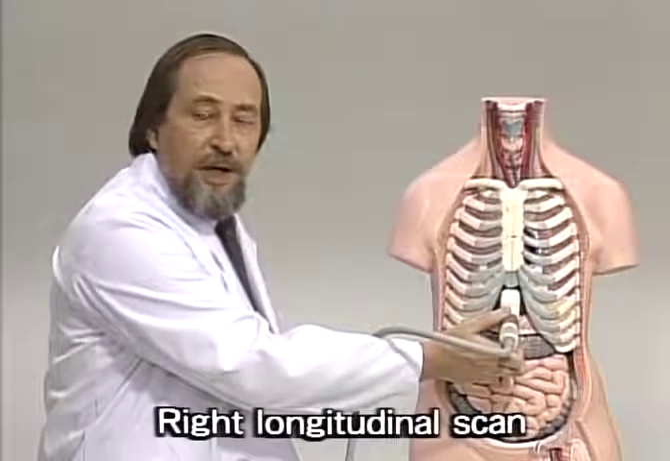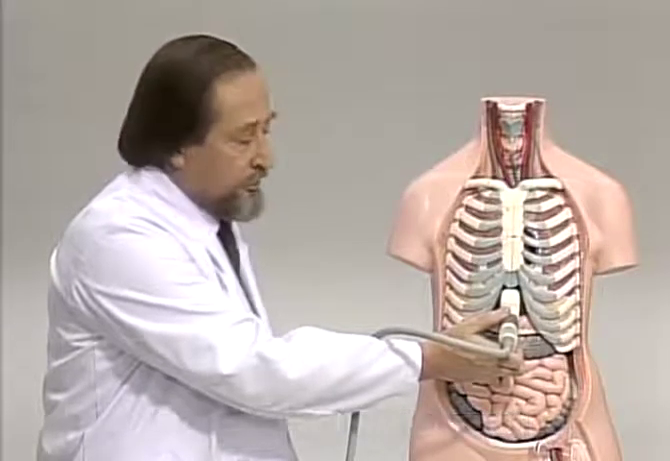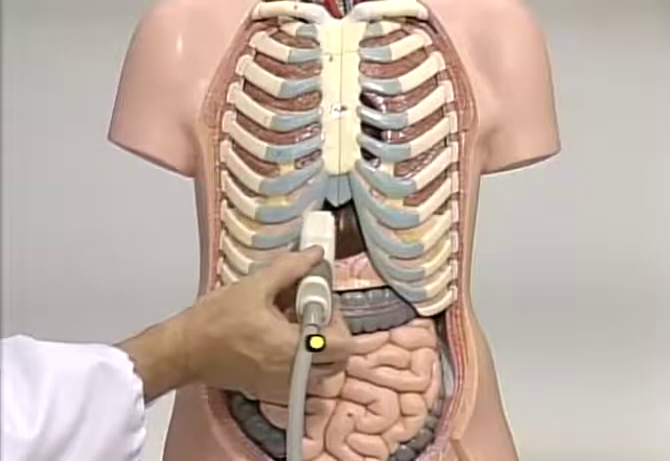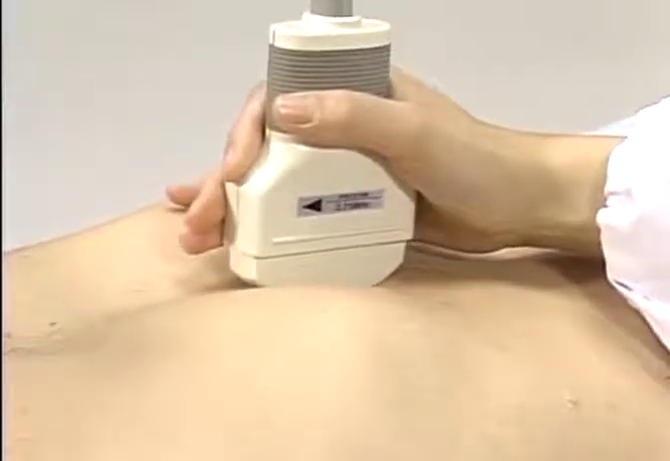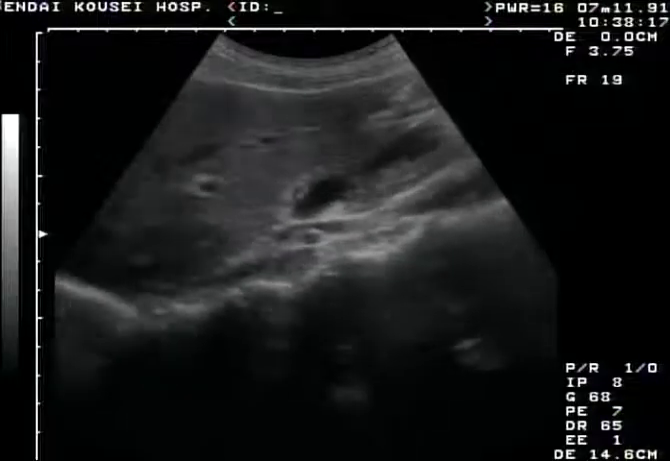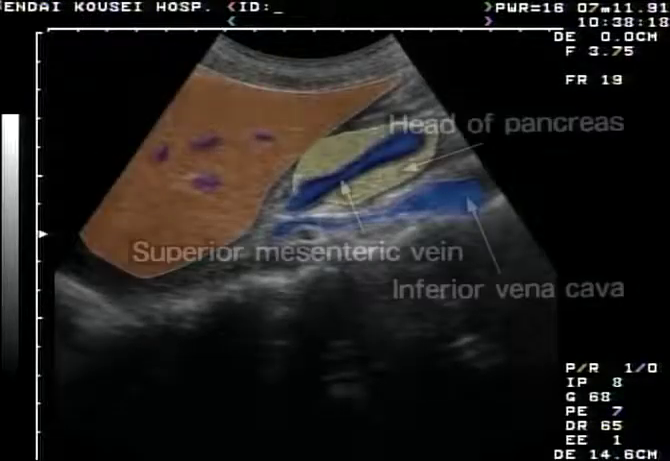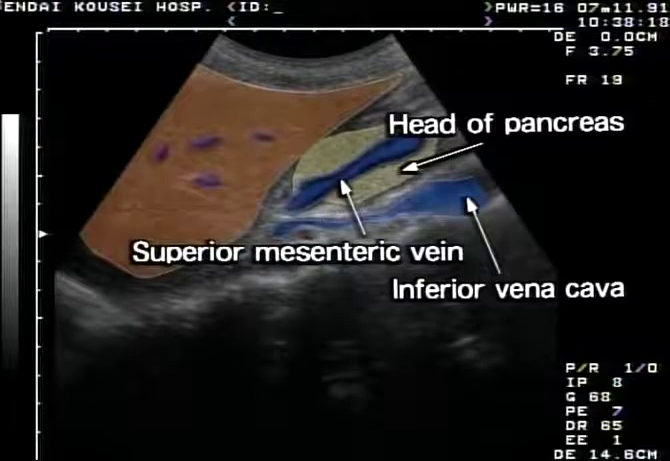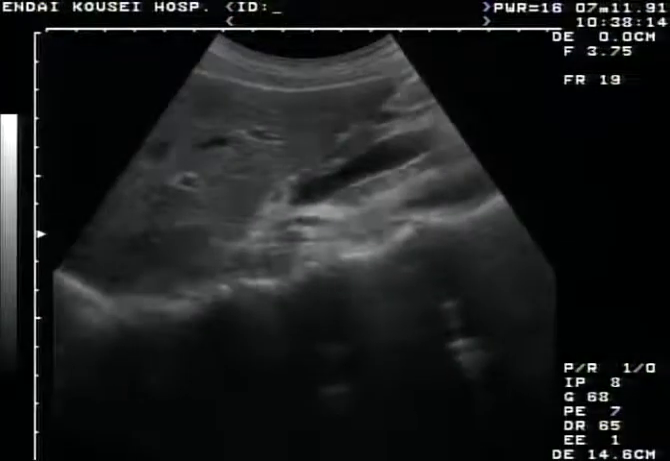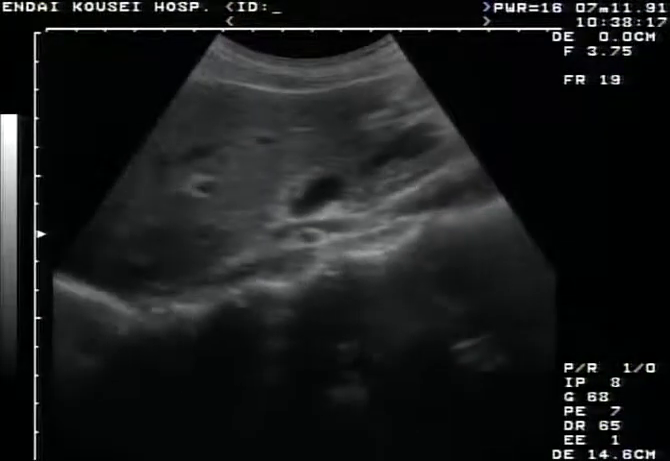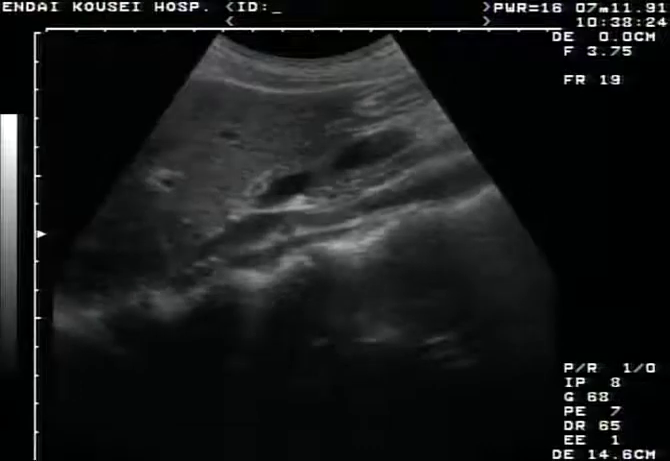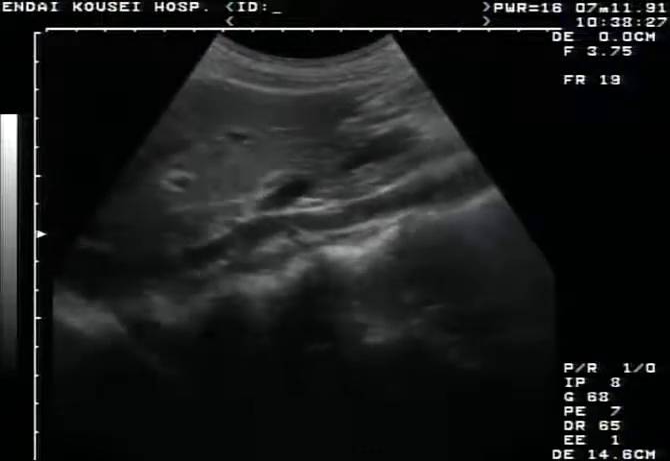Move the probe from the median line slightly leftward in parallel. Then we can see the head and uncinate part of the pancreas. The echoes from the pancreas are usually too weak to be visualized clearly. Therefore, use the inferior vena cava and superior mesenteric vein as a reference to identify the head of the pancreas. Check for abnormalities in the size of the pancreas and in the overall echo level. Look for calcifications or tumors and dilatation of the pancreatic duct.